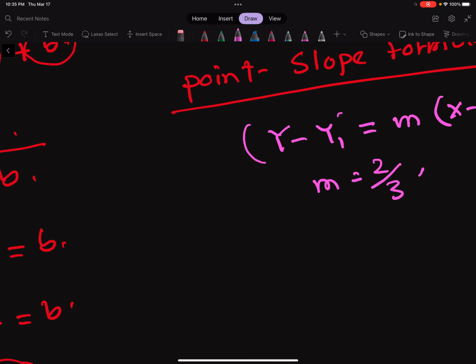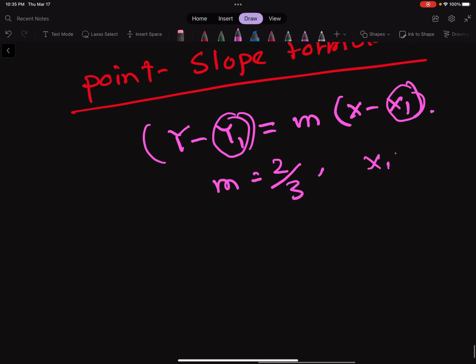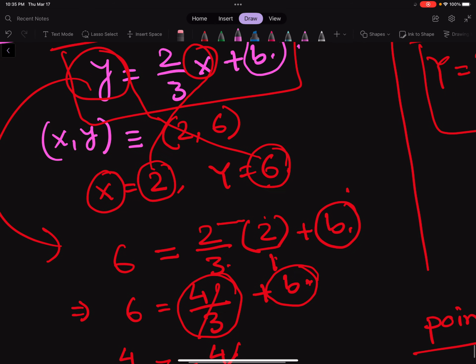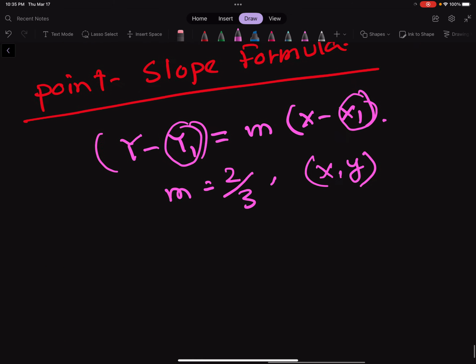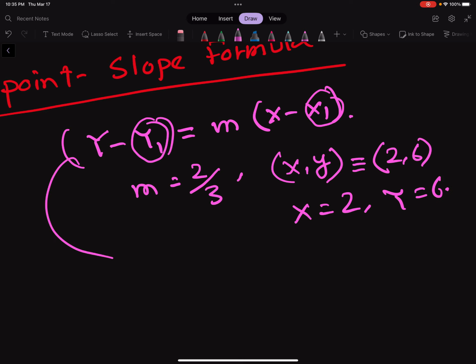And what is y1 and x1? That is our given point. x is 2, y is 6. So 2, 6. To be precise, x is 2, y is 6. So now let's rewrite the equation. Plug in y1, that's our 6. So this is the point through which it passes.